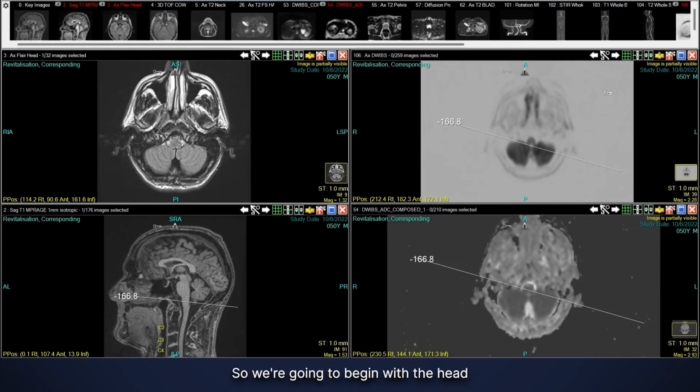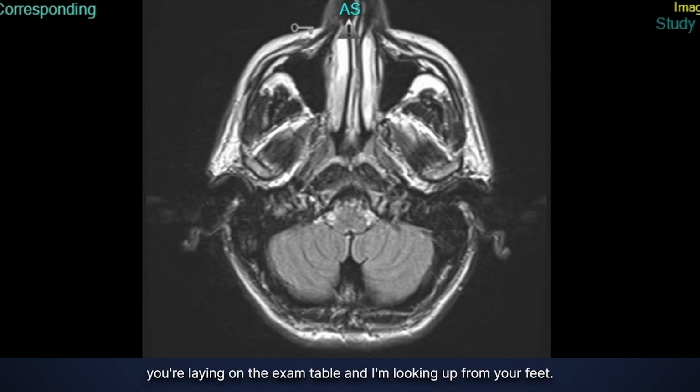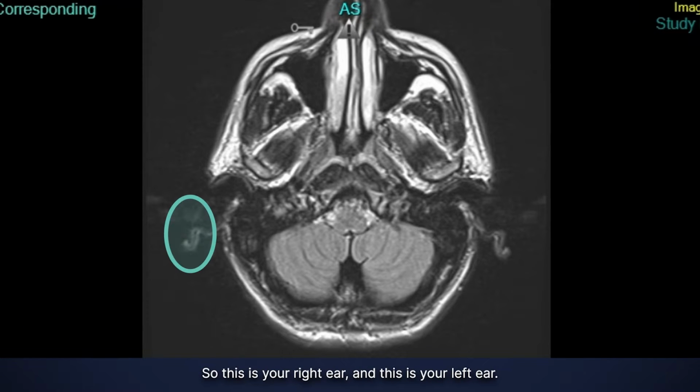So we're going to begin with the head, and then we'll make our way down through the body. But we'll start at the skull base, and to give you orientation, you're laying on the exam table, and I'm looking up from your feet. So this is your right ear, and this is your left ear.